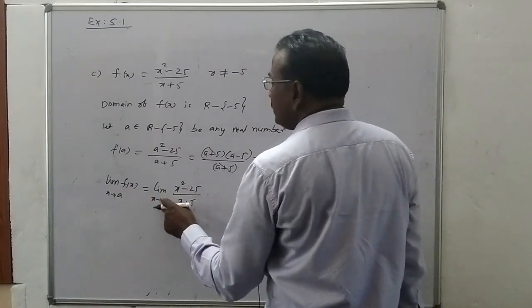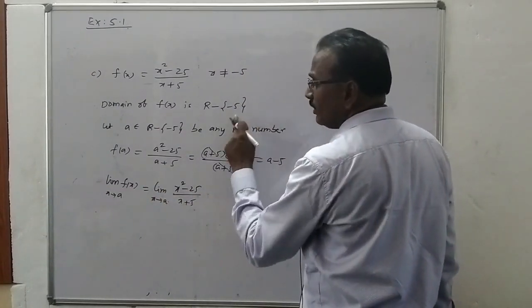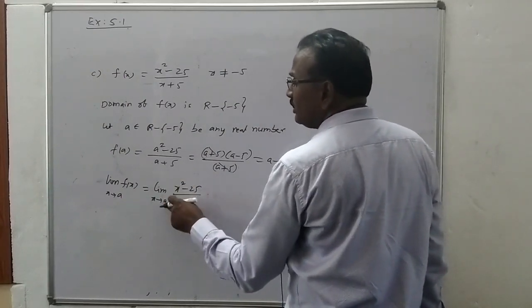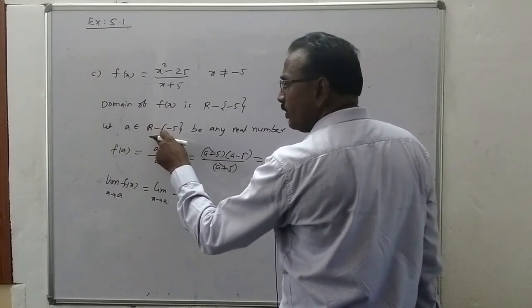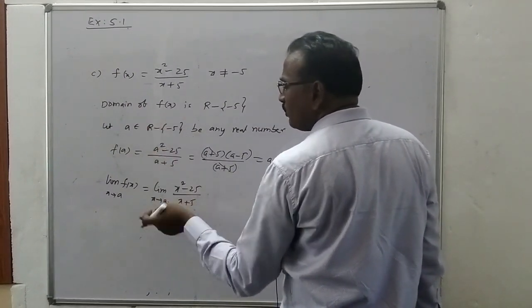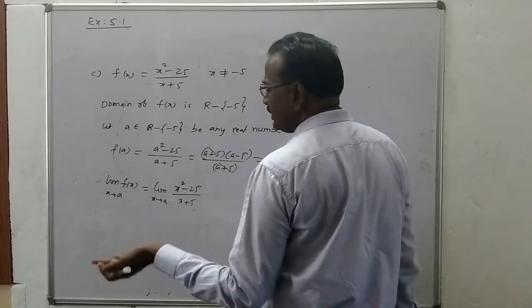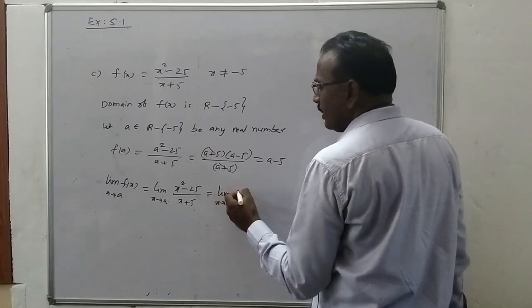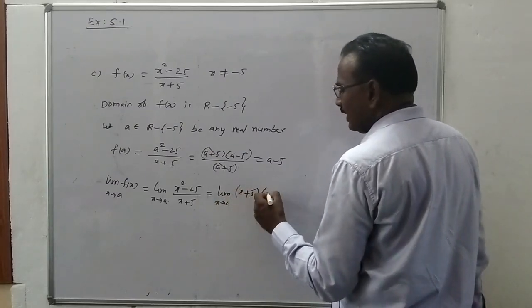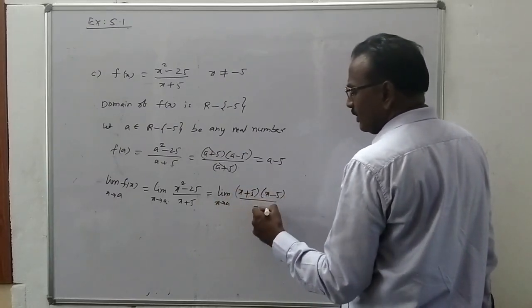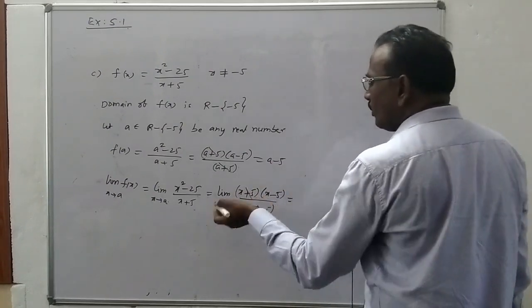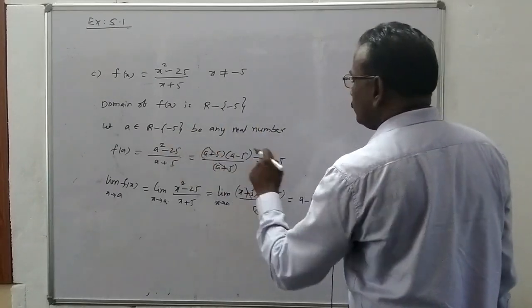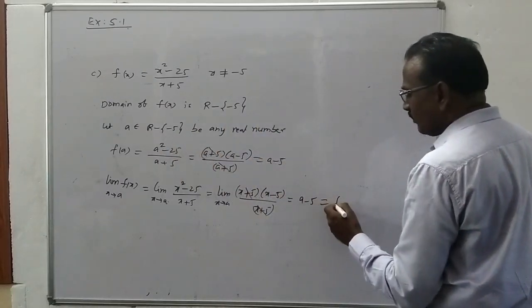Here a is a real number other than minus 5. If a is equal to minus 5, the function is not defined, since a belongs to the domain, all real numbers except minus 5. If a is not equal to minus 5, the denominator is not equal to 0, so the function is defined. Therefore the limit as x tends to a of (x plus 5) into (x minus 5) divided by (x plus 5) gets cancelled. Now apply the limit, so a minus 5. Clearly, f of a value is the same as the limit of this function. This is f of a.